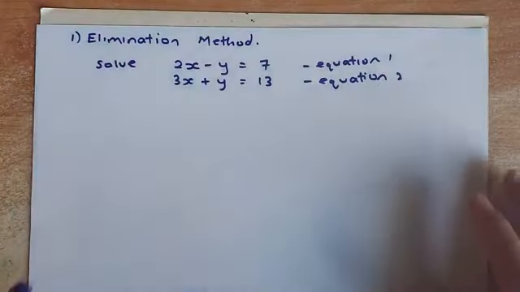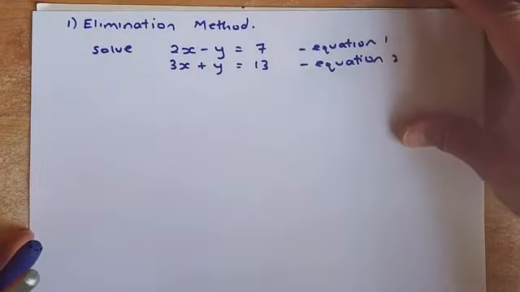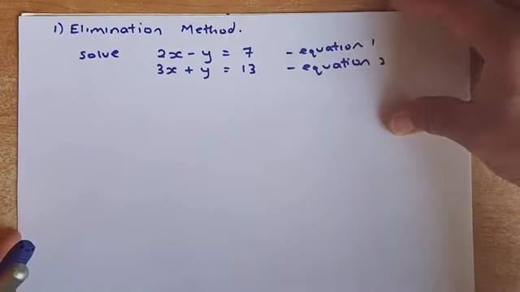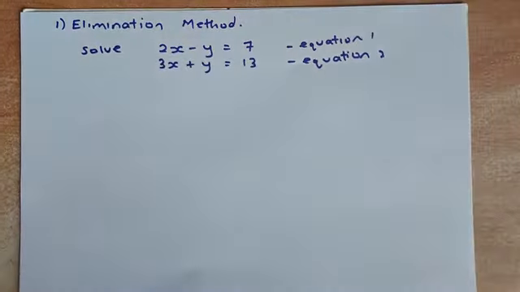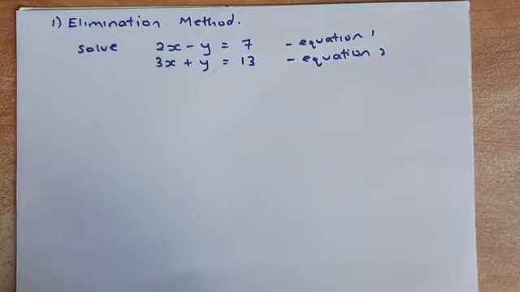There are two methods in simultaneous equations. The first method is called the elimination method, so you need to eliminate either the x or the y. Suppose we have an example here: 2x minus y equals 7, we call that equation 1, and 3x plus y equals 13 is equation 2. The idea of elimination is that the coefficient of x or the y must be the same.